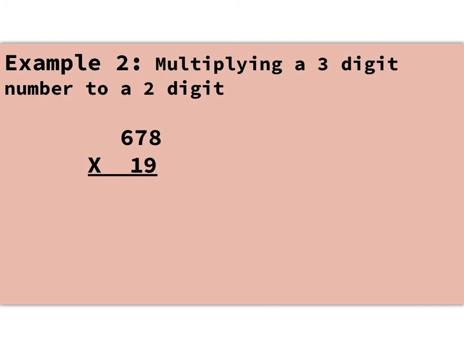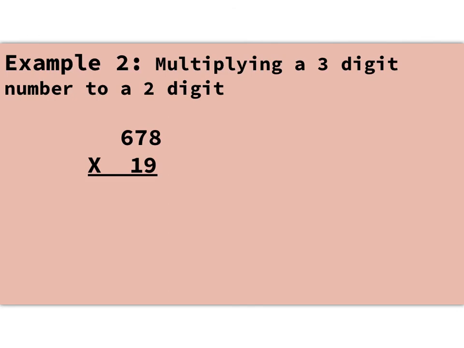Okay, 3-digit number, same thing. You're just going to take the 9 and multiply it to the 8, then the 7, then the 6. That's going to be 9 times 678. And then to do 10 times 678, we move a place value over and do the same thing. Multiply the 1 to the 8, the 7, and then the 6.